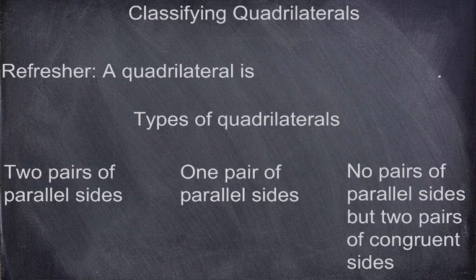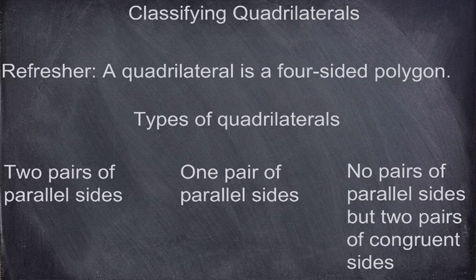Hello, Geometry. This lesson is titled Classifying Quadrilaterals. Well, first let's remember that a quadrilateral is a four-sided polygon. So again, quad, obviously, meaning four. And so a quadrilateral is a four-sided polygon. Well, there's different types of quadrilaterals, and that's what we're going to be going over.